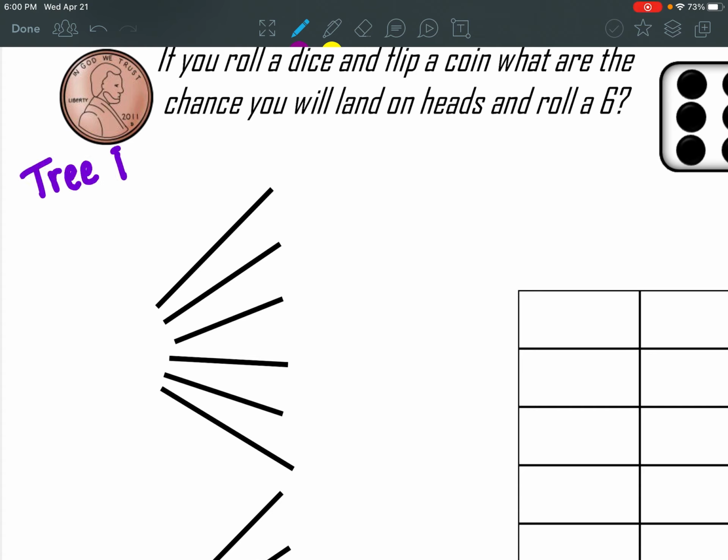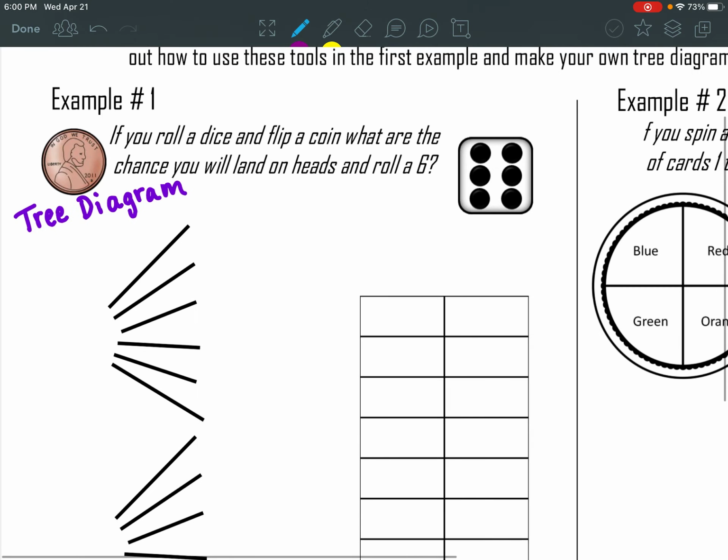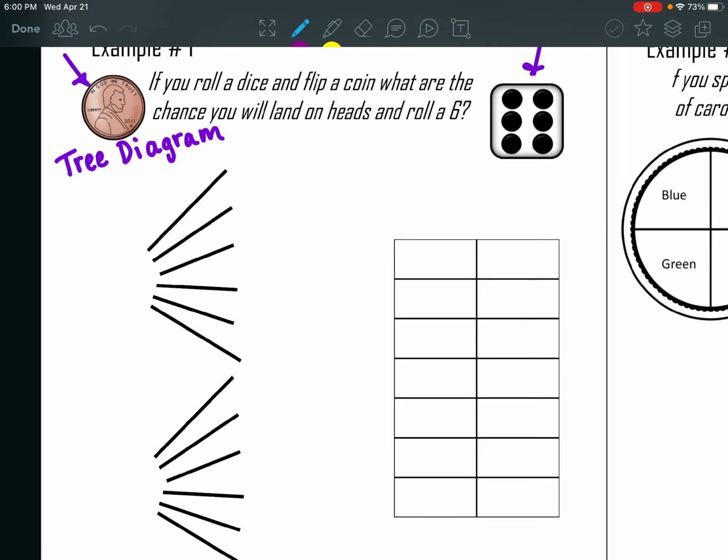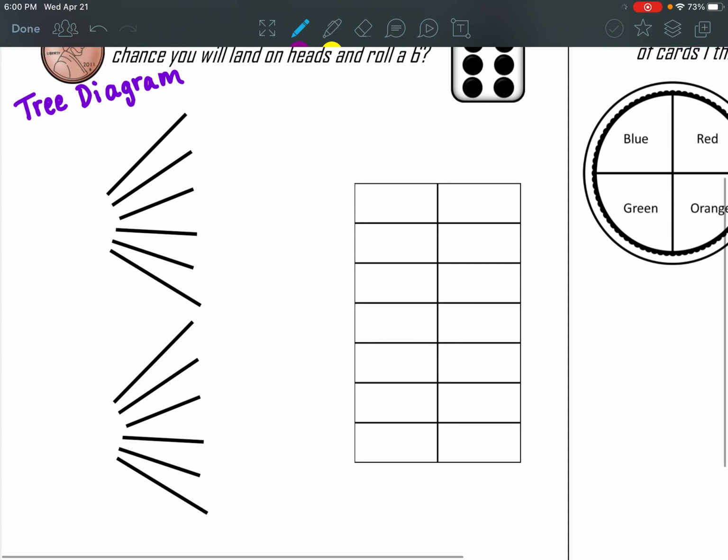The first being what we call a tree diagram. So what we do is take the first event that's happening. We've got 2 things going on. We've got flipping a coin and we've got rolling a dice. So the first thing, if we flip that coin, what are the possible outcomes? Well, we could either get a heads or a tails. And you'll see in probability, we often abbreviate those for H and T.